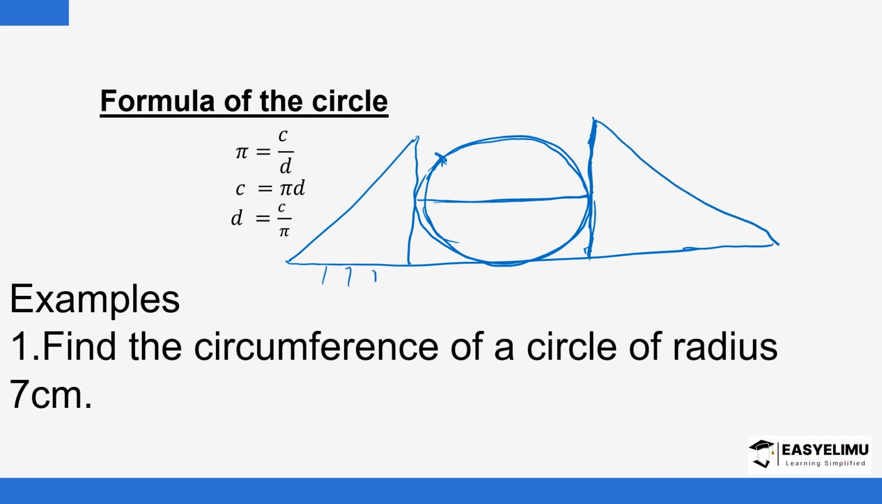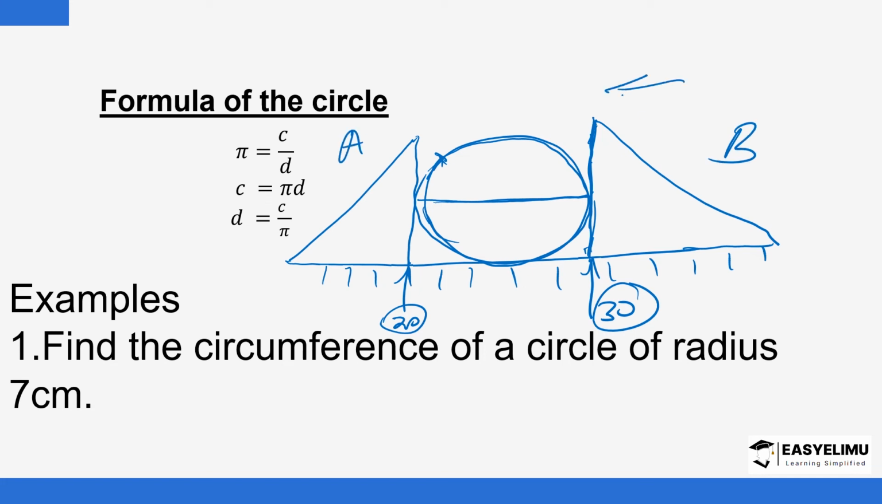So this is a millimeter scale. You just need to find this reading here and this other reading here. Maybe this could be 20 and this could be 30. So the difference between 30 and 20 will give us the diameter of this circle. So just move the set square here. This is set square B, and this is set square A. You move them closer to each other, so you move this in this direction, until they hold the circular material in between.